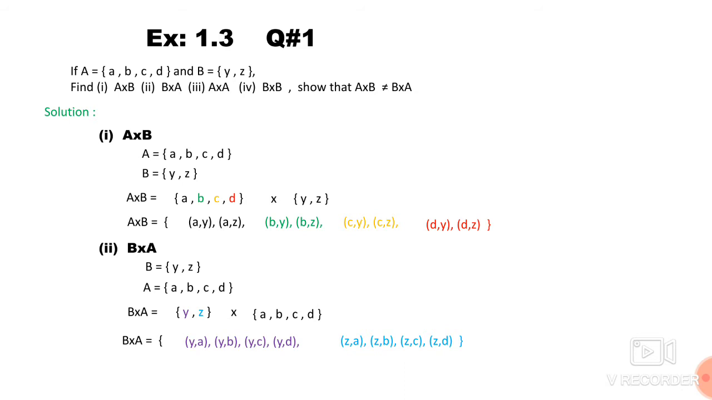Now here we can see that A cross B and B cross A are not equal because we have learned that (a, x) and (x, a) are not equal. Okay, so A cross B and B cross A are not equal. We have shown this part. Part 1 is done, part 2 is done. Moving to part 3.